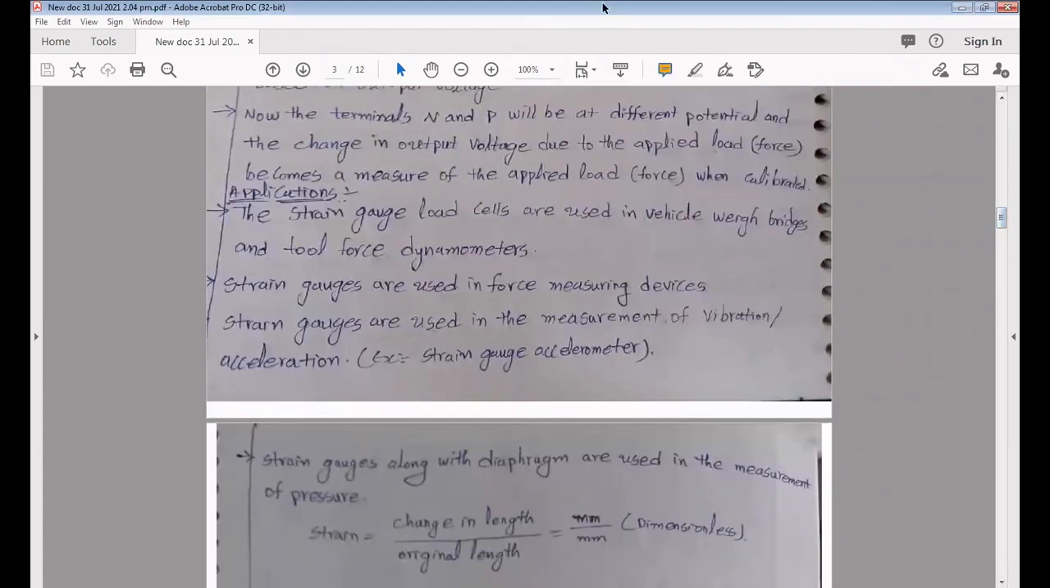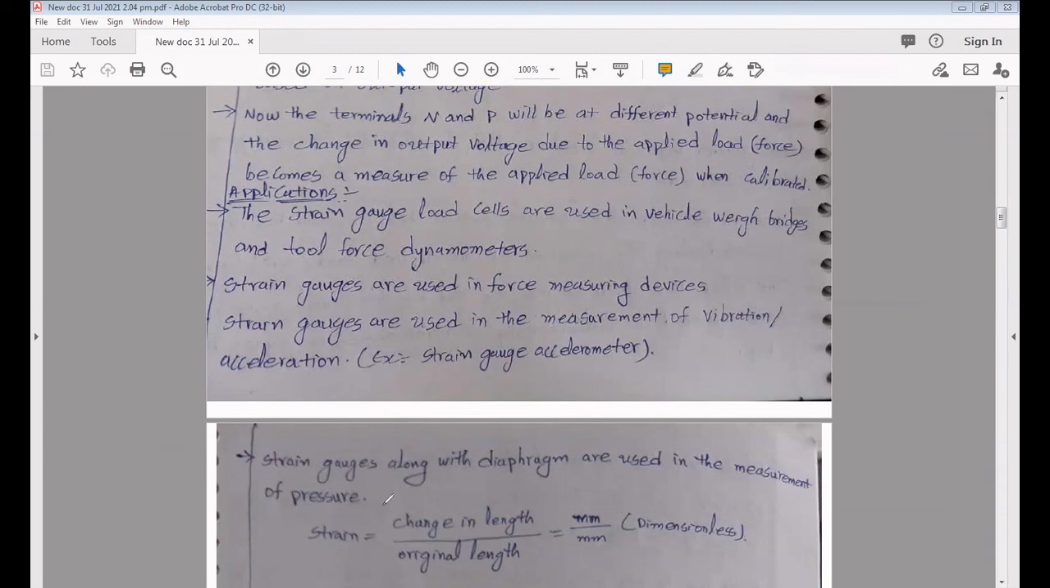Remember the applications always. The strain gauge load cells are used in vehicle weigh bridges and tool force dynamometers. Strain gauges are used in force measuring devices. Strain gauges are also used in the measurement of vibration as well as acceleration.